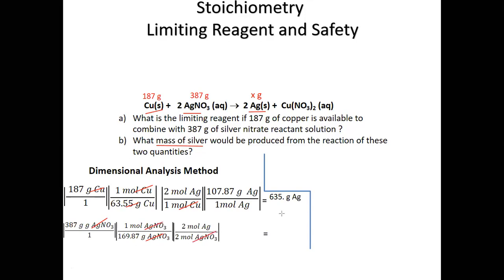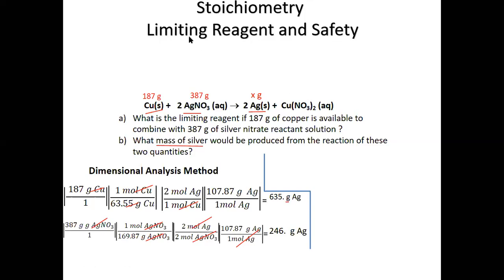recall we're trying to get to the mass of silver, the number of grams. So we add a final step. We use the molar mass of silver. There's 107.87 grams of silver for every 1 mole. We do the mathematics. You find out 387 divided by 169.87 times 2 divided by 2 times 107.87 produces 246 grams of silver. Looking at this, we now know what is limiting.